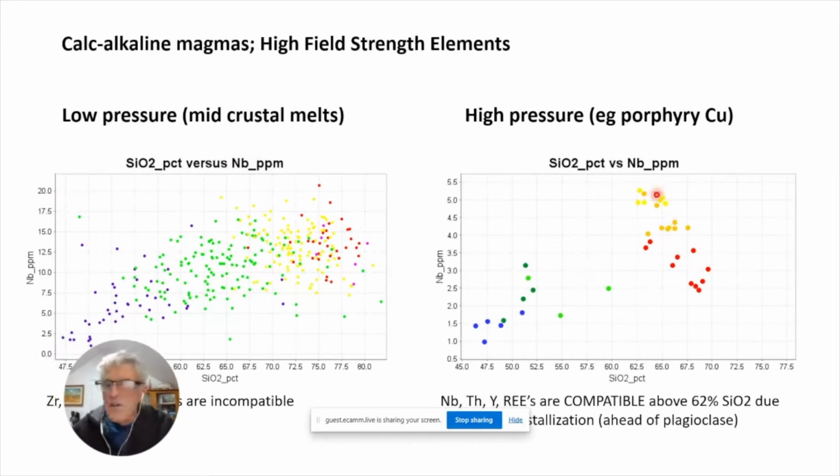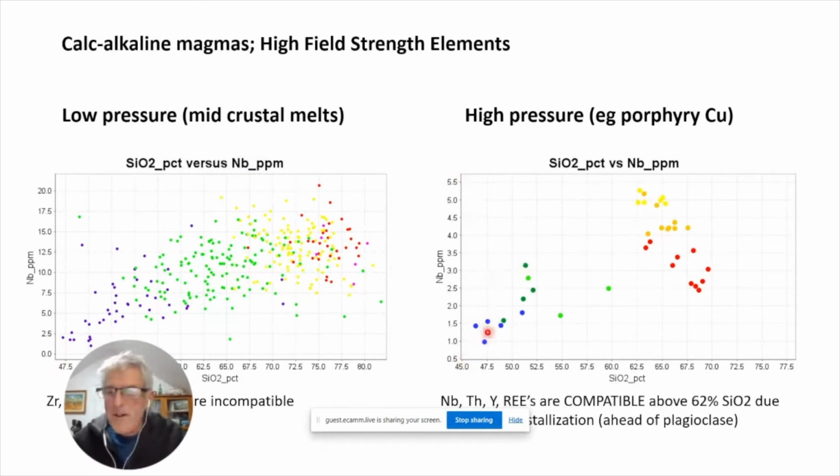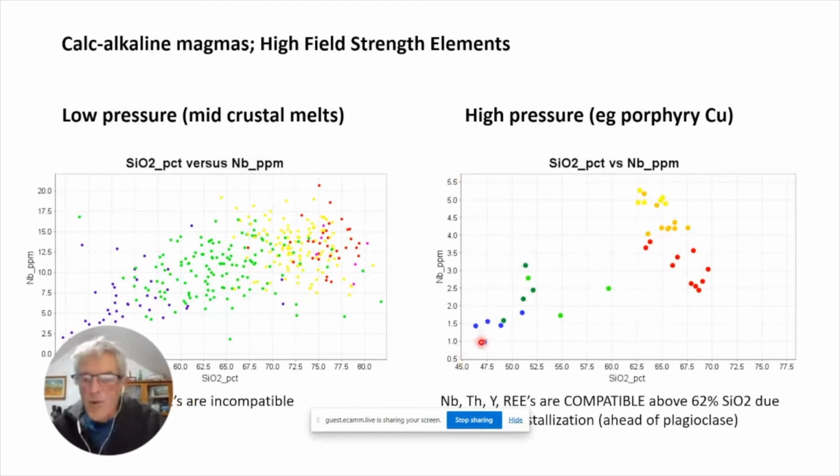This is what happens in porphyries. This scale goes from 0 to 5. Right? So in porphyry systems, the niobium initially goes up, reaches a maximum at about 60, 62% SiO2, and then it starts going down. And this is due to titanite.